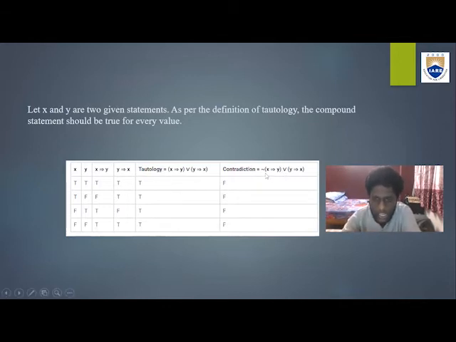Contradiction. Negation of the whole value will give the contradiction, which means in order to obtain a tautology, this condition should be satisfied. In order to obtain a contradiction, the above statement's conditions should be negated.